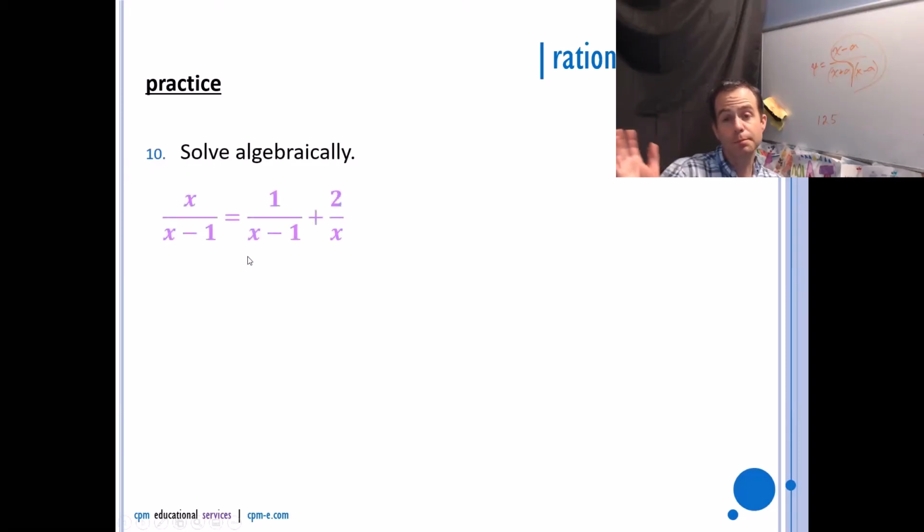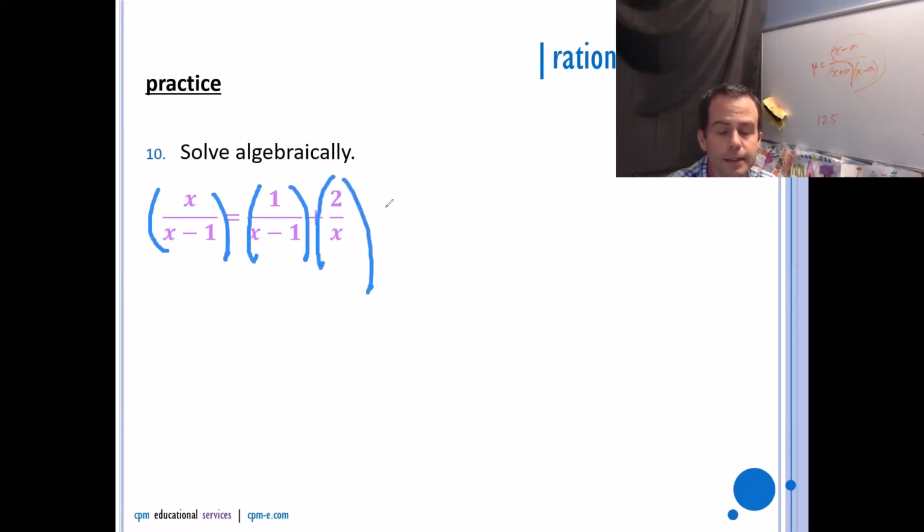Easiest thing to do is just multiply by a common denominator so I get rid of the fractions. So I'm going to multiply all of these terms by x times x minus 1. When I do that, my x minus 1s would divide each other out there and I'd be left with x squared. On this guy, my x minus 1s divide each other out and I'm left with x. And on this guy, my x's divide each other out, so I'm left with 2 times x minus 1.